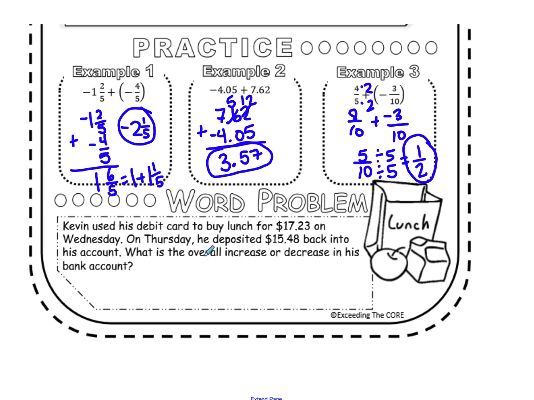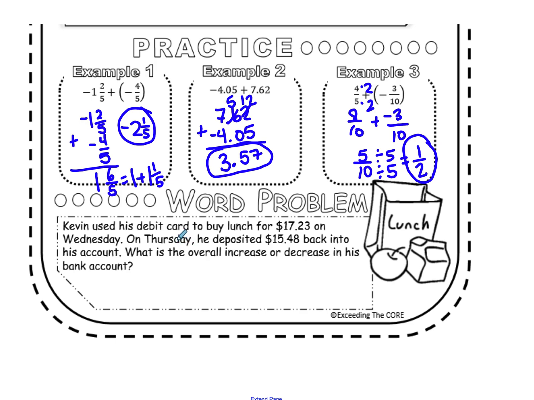All right, and our word problem. Kevin used his debit card to buy lunch for $17.23 on Wednesday. On Thursday, he deposited $15.48 back into his account. What is the overall increase or decrease in his bank account?